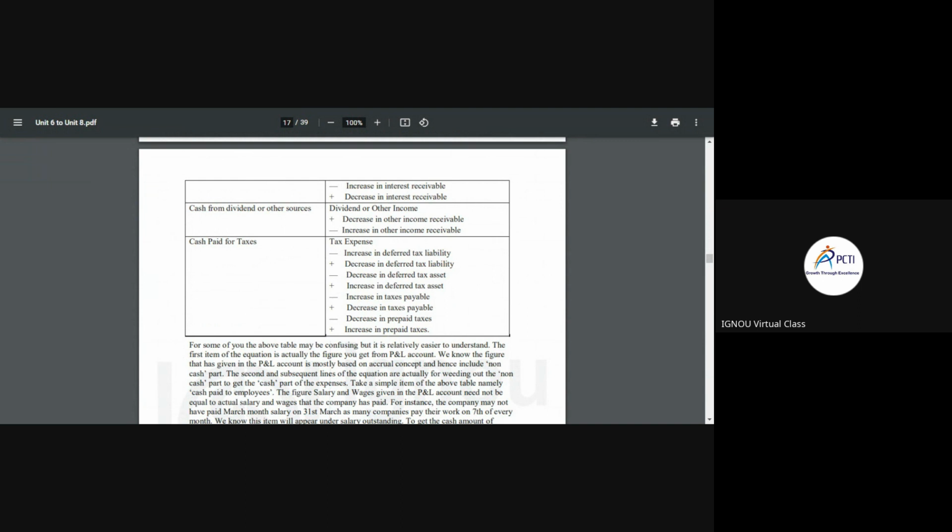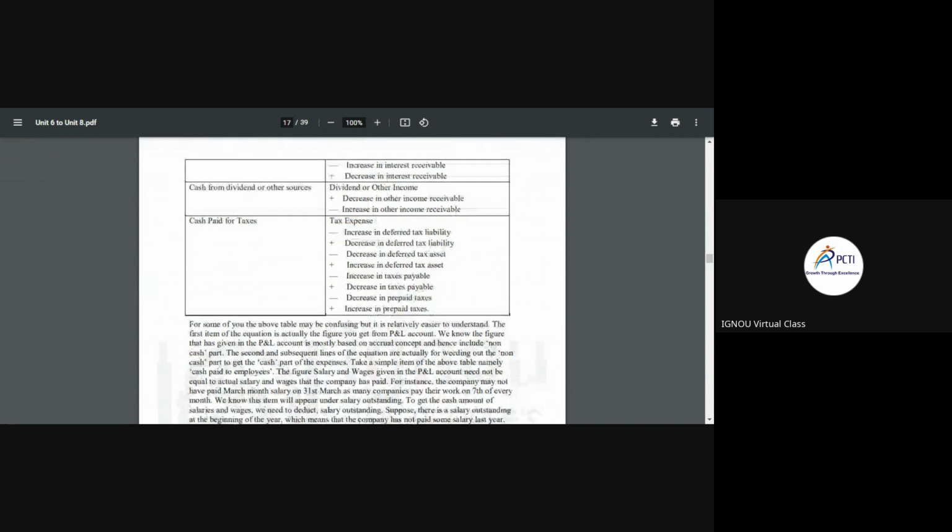In the case of cash paid for taxes, we have tax expenses. We deduct increase in deferred tax liability, add decrease in deferred tax liability, deduct a decrease in deferred tax asset. Then we add increase in deferred tax asset. Then we deduct increase in tax payable. Then we add decrease in tax payable. Then we deduct decrease in prepaid taxes and we add increase in prepaid taxes.